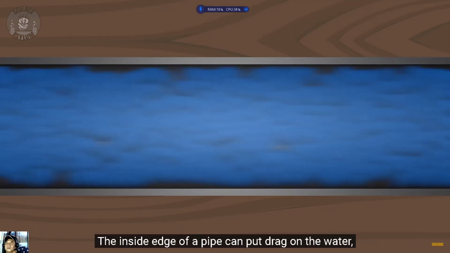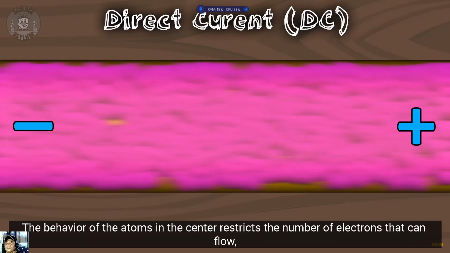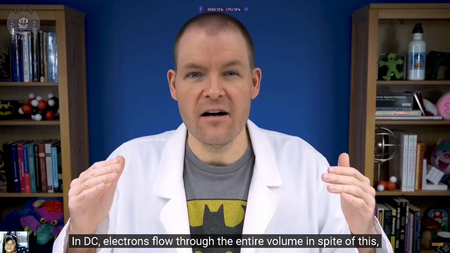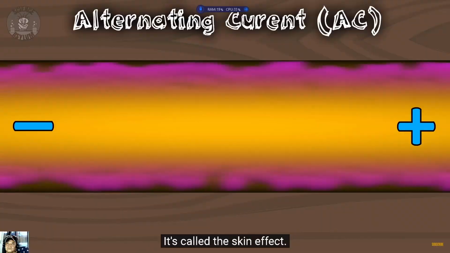The inside edge of the pipe can put drag on the water, so it moves more freely near the center. For electric current in a wire, it's the other way around. The behavior of the atoms in the center restricts the number of electrons that can flow, so they actually move more freely near the edge. In DC, electrons flow through the entire volume in spite of this. But for AC, the flow is mostly limited to the outer edges. It's called the skin effect.